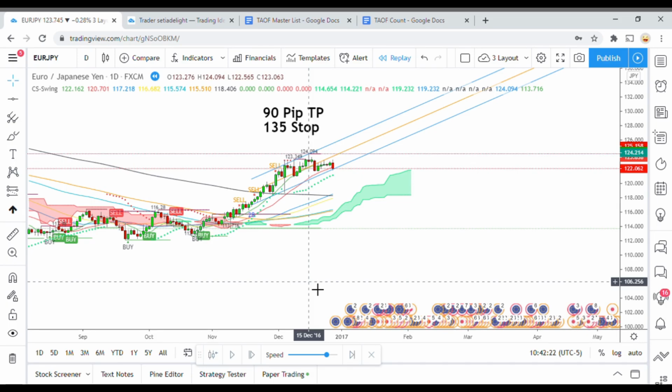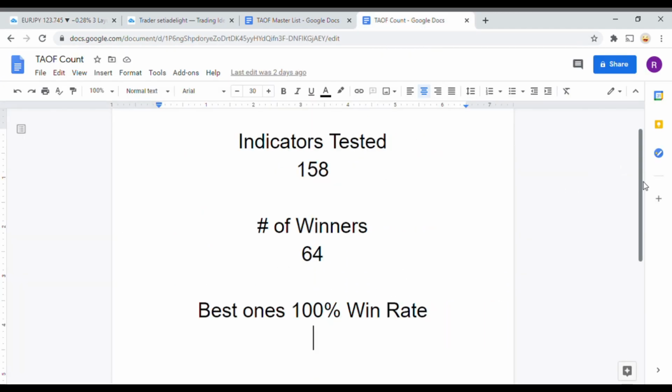Alright, as I said, today we will be testing the Cuan Sniper Indicator. But before we do, I wanted to put the indicator scoreboard up for everyone to see.